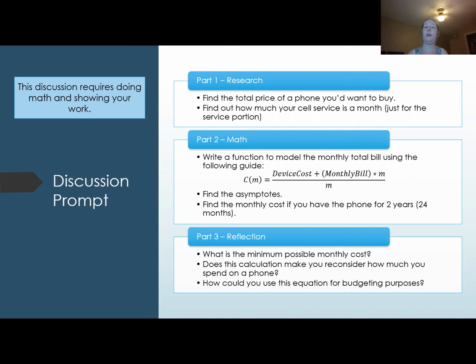And then you also need to figure out how much your cell service is a month. Not the part with the phone, not what your bill is, because your bill usually includes insurance and a whole bunch of extra stuff. The base fee thing. And if you're not sure what it is, usually you can look at your bill. Your bill will break it down. That's how I figured it out.